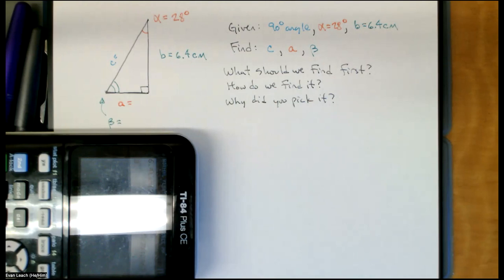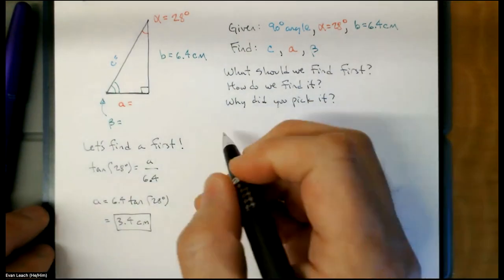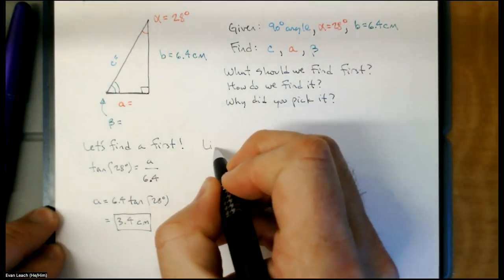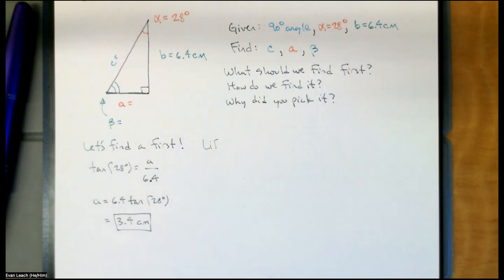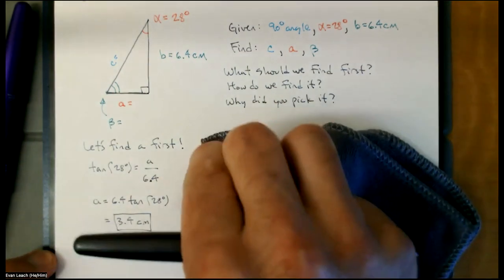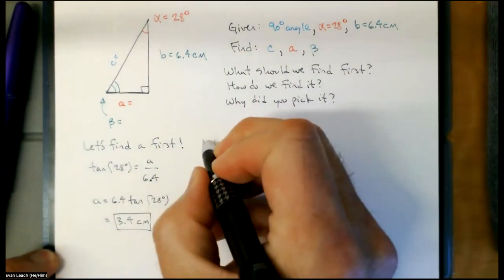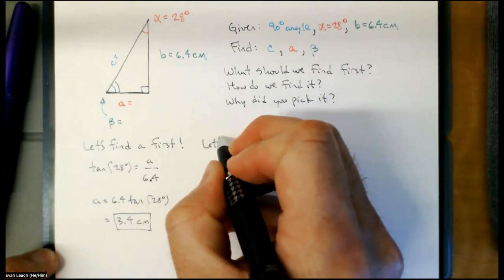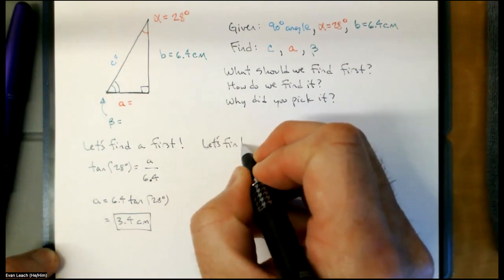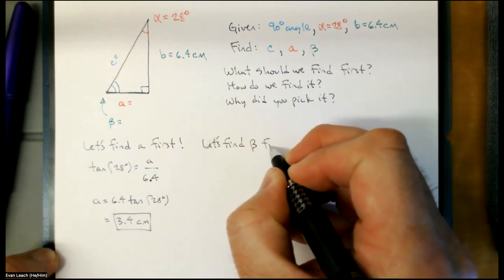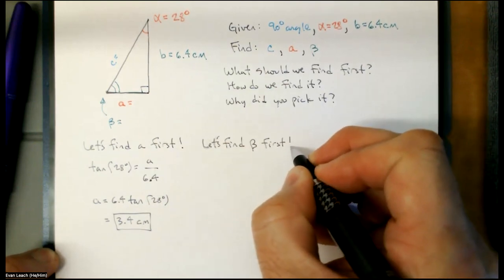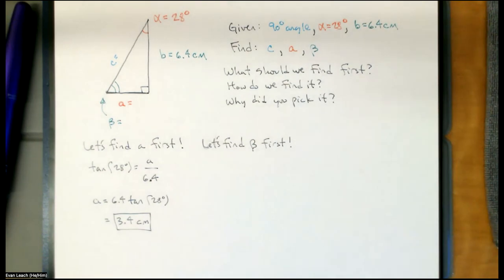Someone will answer. You found angle beta first. Great. So another group might say, let's find beta first. How did you find beta? You chose to find beta first. How did you find beta first? What did you do?